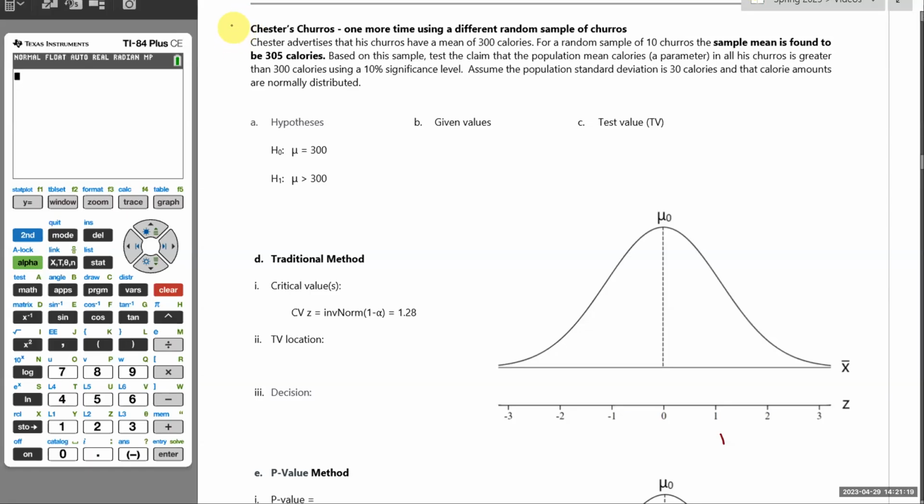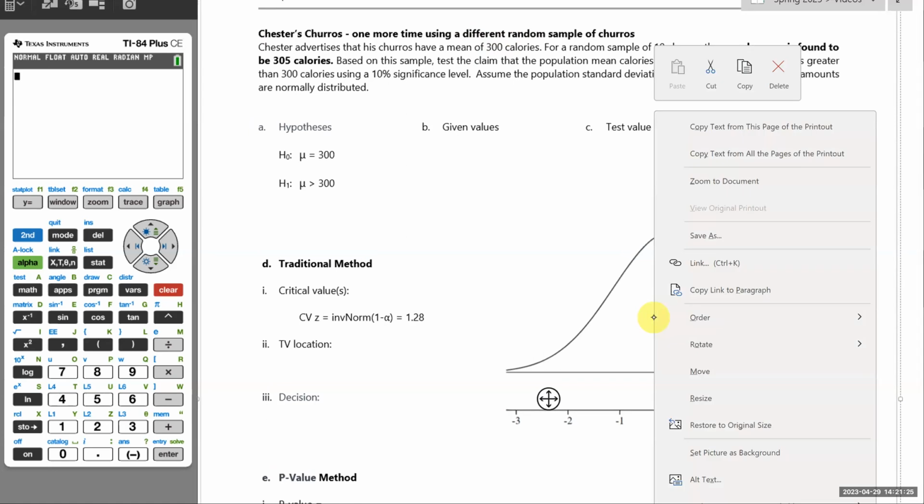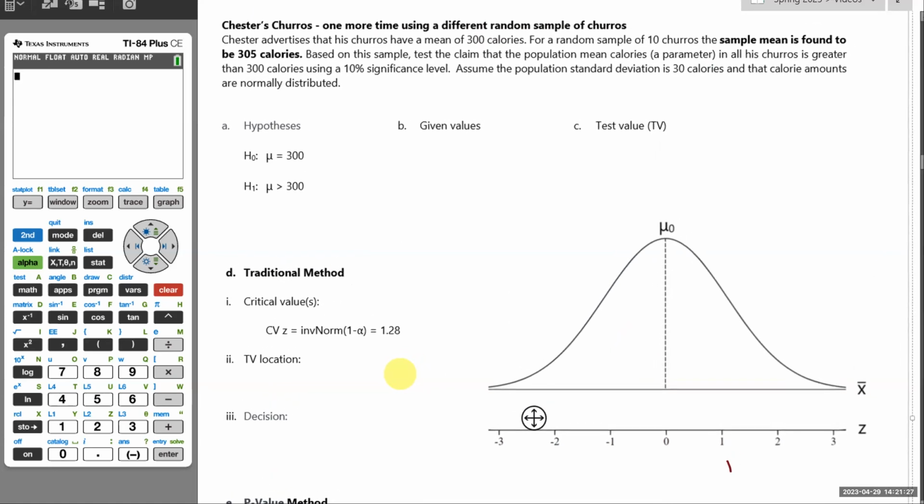Okay, we're going to take a look at Chester's churros just one more time, but this time it's going to be a different random sample of churros. So each time we take a sample, the result will be a different group of 10 churros, and therefore the sample mean will be different. So let's take a look at the same claim.